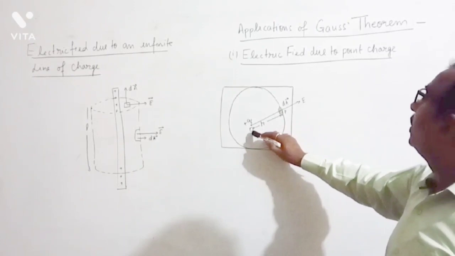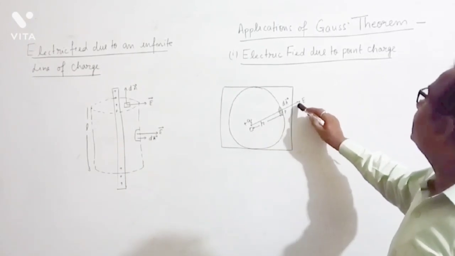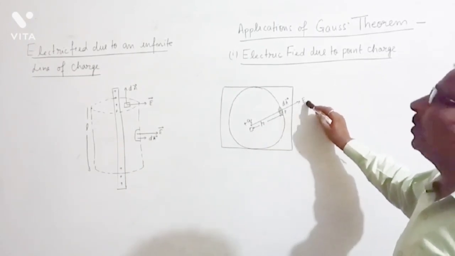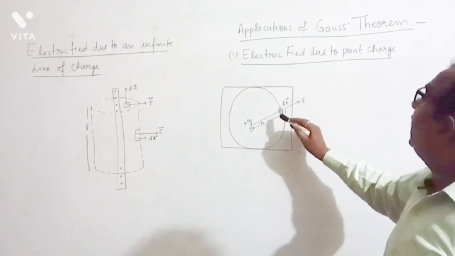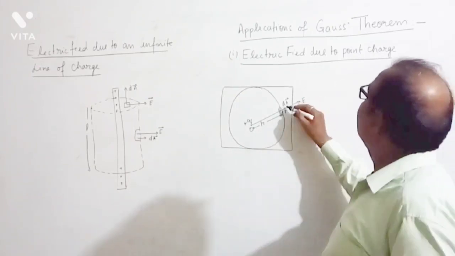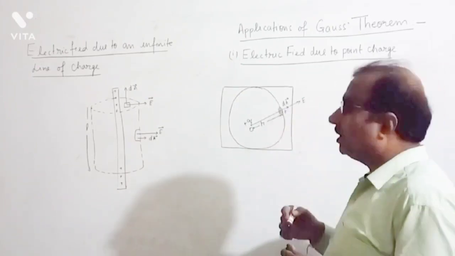As you know, due to positive charge, the intensity of electric field is always outward. And the area vector dA is also perpendicular to the surface.